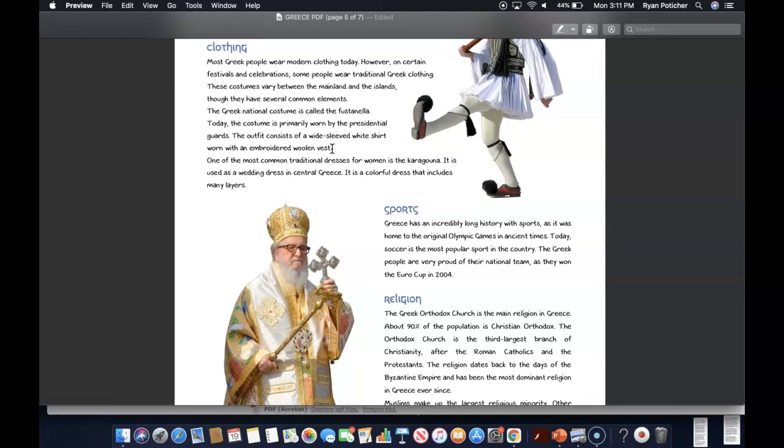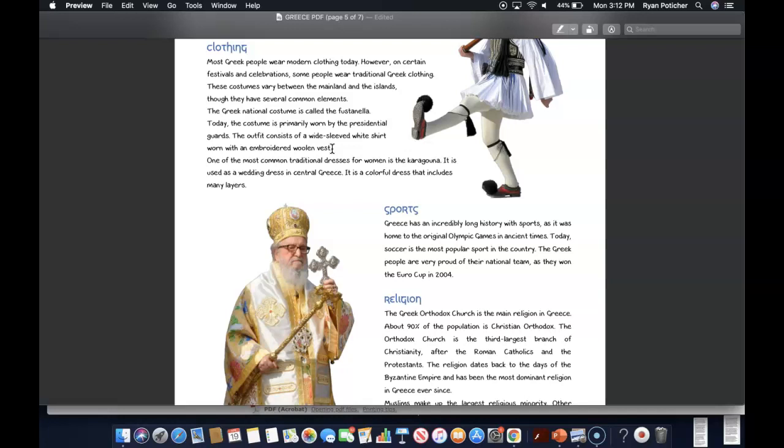Clothing. Most Greek people wear modern clothing today. However, on certain festivals and celebrations, some people wear traditional Greek clothing. These costumes vary between the mainland and the islands, although they have several common elements. The Greek national costume is called the fustanella. Today, the costume is primarily worn by the presidential guards, and the outfit consists of a wide-sleeved white shirt worn with an embroidered woolen vest.